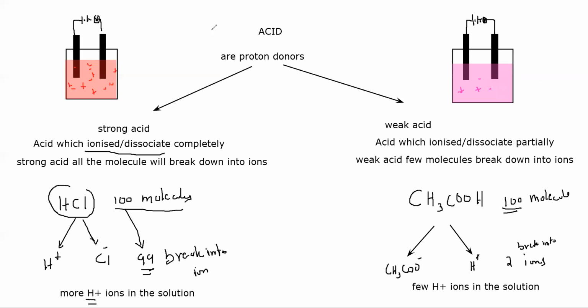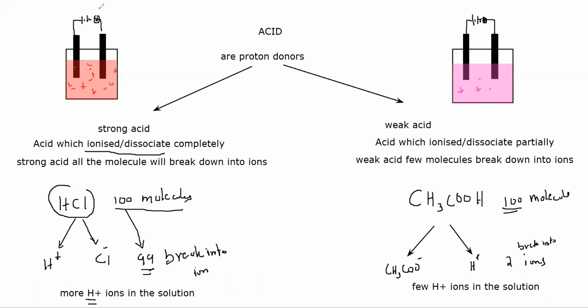Which one do you think will conduct a greater amount of current, or which one allows a greater amount of current to pass through it? Strong acids or weak acids? Strong acids, because there are more ions. If there is a greater number of ions, there is greater movement of the charges, so greater current will pass. So this is one of the ways to identify whether an acid is strong or weak.